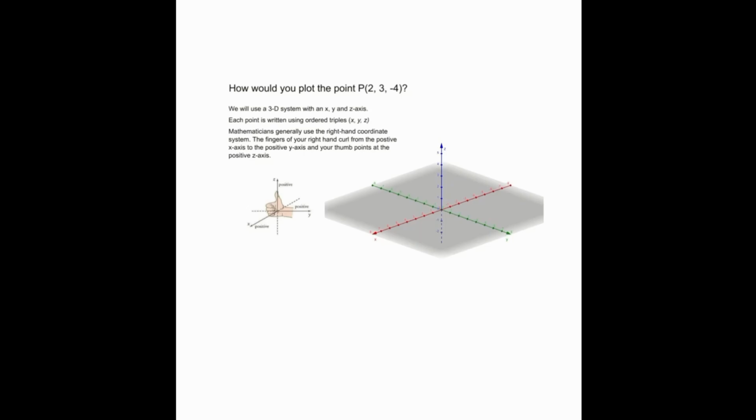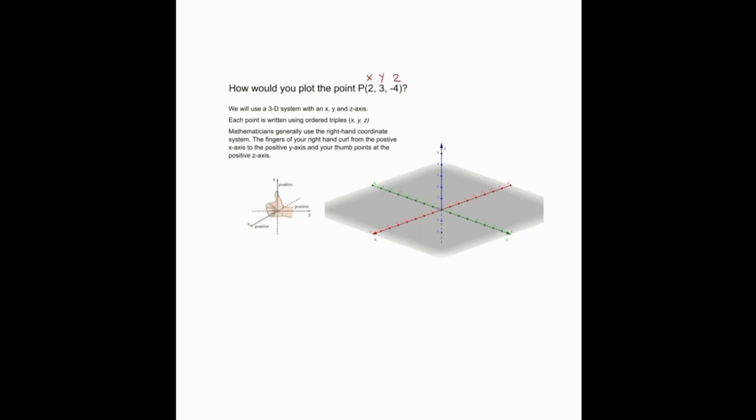So now that we've had a little introduction, let's think about how we could plot the point 2, 3, negative 4. Well, we're going to use a 3D system with the x, y, and z axes. And each point is written as an ordered triple. So instead of being an ordered pair, now we have ordered triples. The x value is still my first value. The y value is my second value. And now we have this third dimension added. So my third value will be my z value.